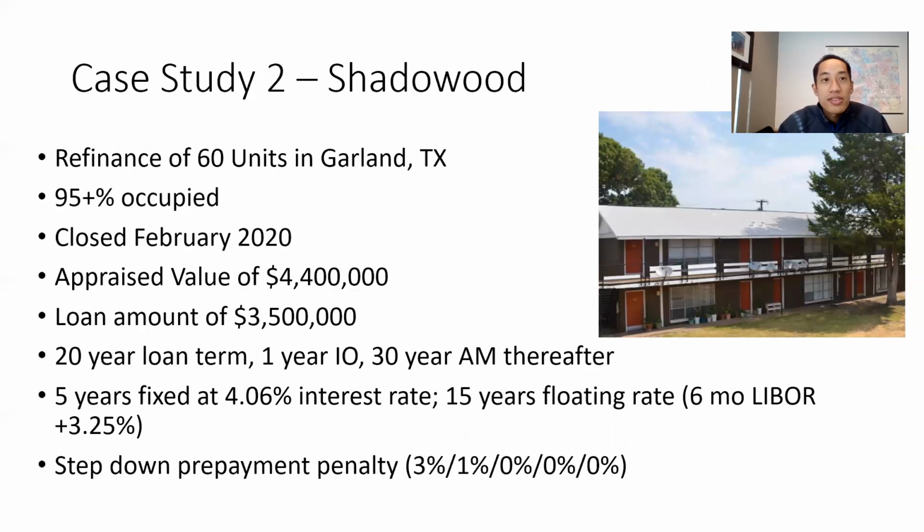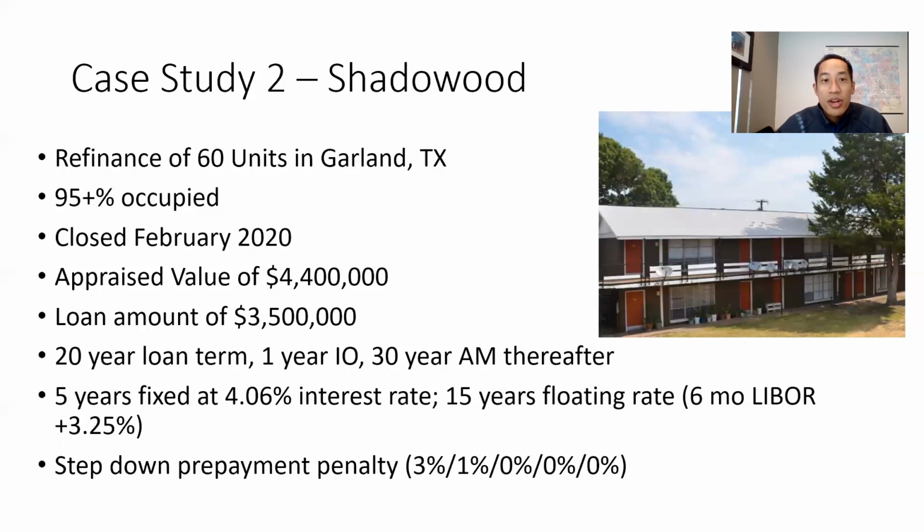Number 2, Shadowood. So this was 60 units in Garland and fully occupied. We had done the bridge loan for this investor about 2 years ago. And he came back and said, look, rents have gone up 10, 15%. I think the value is a couple million more than when I bought it. And so we went in, got the deal sized, and he was able to essentially pay off his old loan, return a lot of capital back to investors, essentially 100% cash out on the deal, new $3.5 million loan, 20-year loan term, 1 year IO.